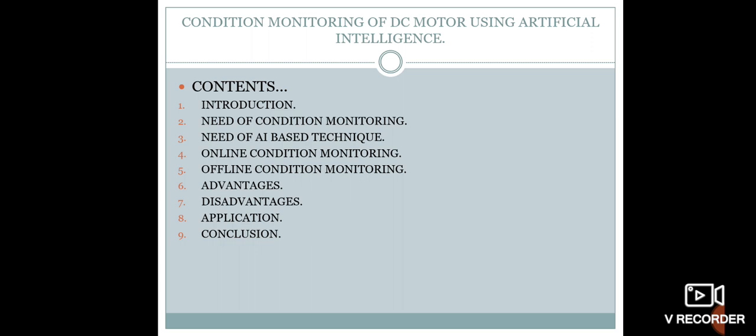There are some contents given below. First point is introduction. The second point is need of condition monitoring. The third point is need of artificial intelligence based technique. The fourth point is online condition monitoring. The fifth point is offline condition monitoring. The sixth point is advantages. Seventh point is disadvantages. And the eighth point is application. And the ninth point is conclusion.